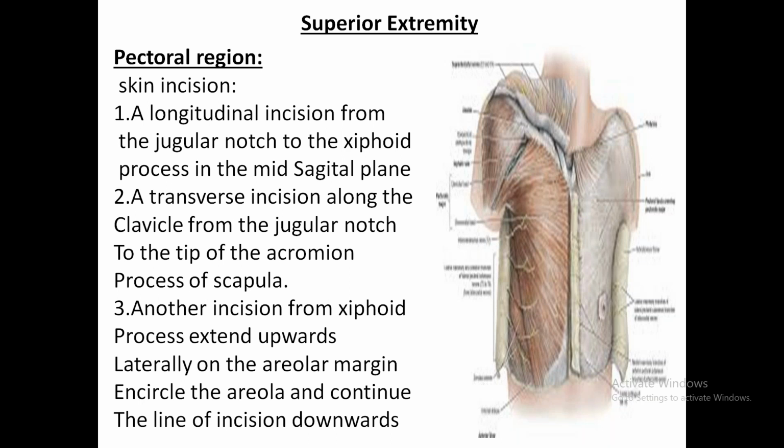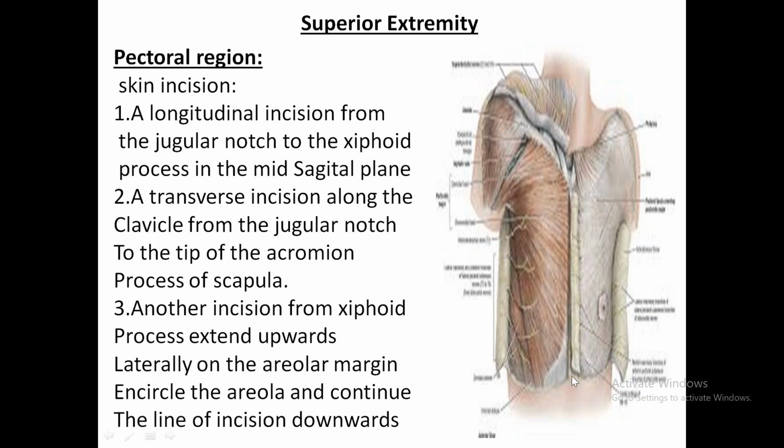Today I will discuss the dissection part of the superior extremity. At first, if we dissect the pectoral region, the skin incision is done first: a longitudinal incision from the jugular notch to the xiphoid process in the mid-sagittal plane. A transverse incision along the clavicle from the jugular notch to the tip of the acromion process of the scapula.